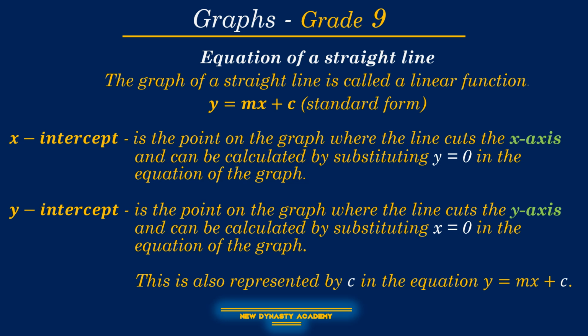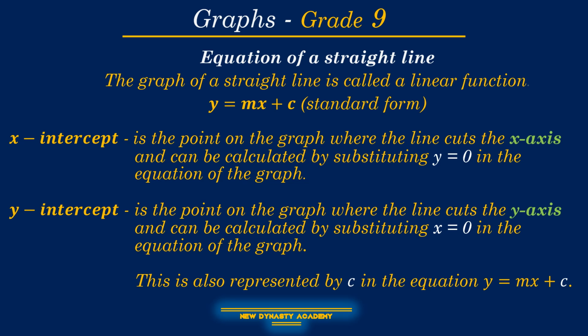Now the graph of the straight line is also called the linear function. It is linear because it doesn't have any higher degree than 1. You can see the equation reads y equals mx plus c, where our highest exponent is 1. Hence it is called the linear function, and it is written in this form, which we call the standard form.